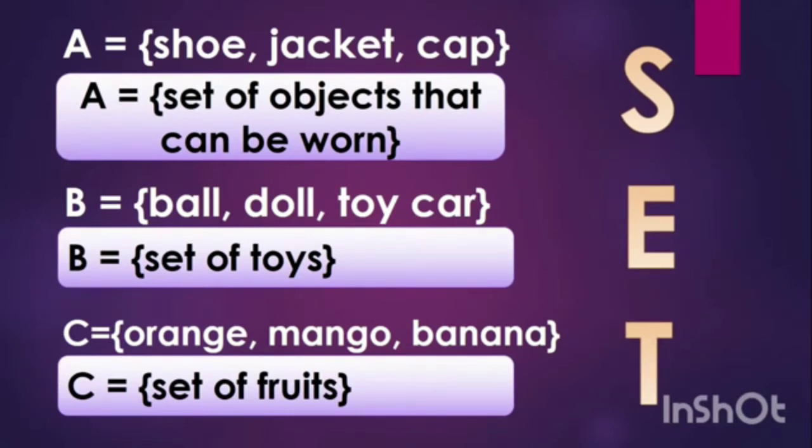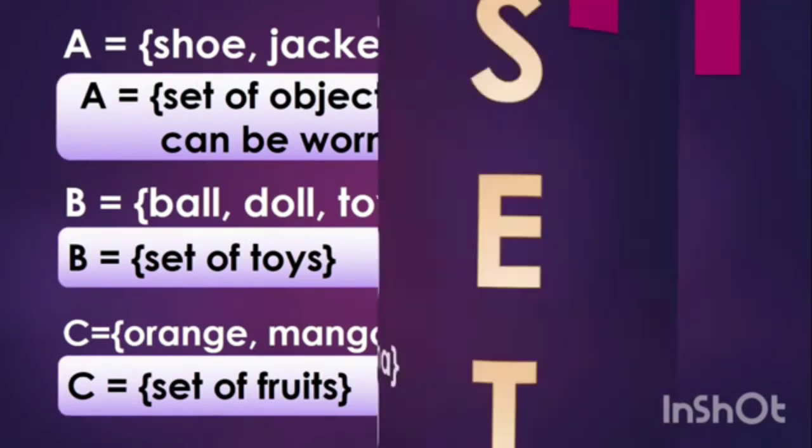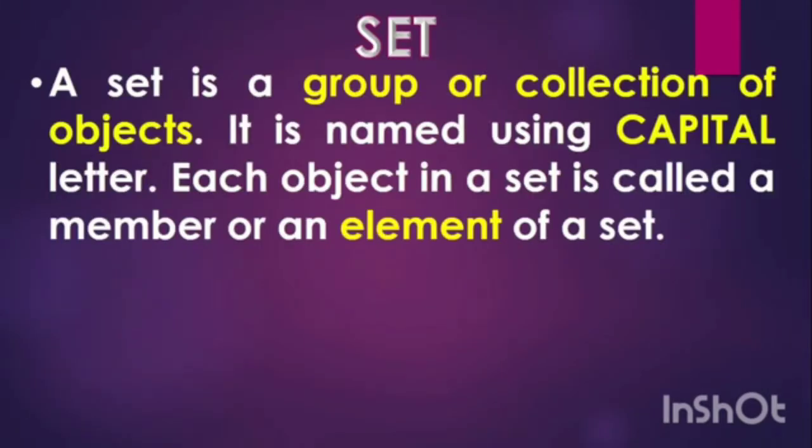Ito yung tinatawag nating set. Set, kapag meron silang isang classification or characteristics or category. So, yun yung kino-consider natin as a set. Ano nga ba ang set? So, a set is a group or collection of objects. So, ito ay grupo ng pinagsama-samang objects, of course, with the same characteristic, category, or classification.